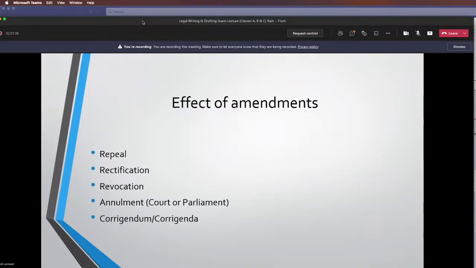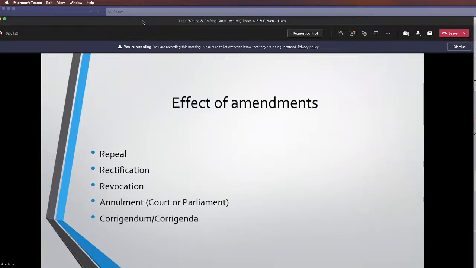Then you also have annulment. Now we have situations where the courts can annul certain provisions, declare them void. If the court does that, we may not necessarily change the text of the law, but it stands annulled.